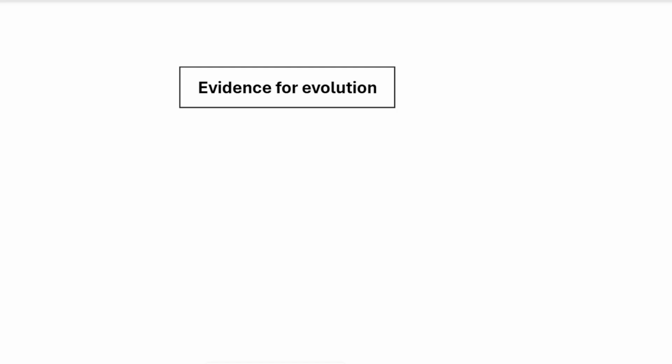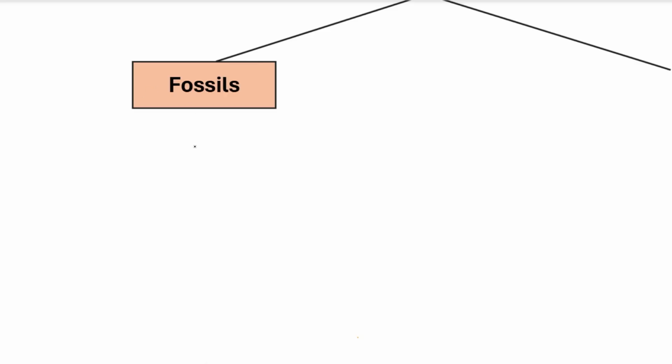Generally speaking, we say that there are two major pieces of evidence. First of all is fossils. So fossils are basically the remains of old organisms that have died and decayed millions of years ago, and it takes millions of years to form. And the idea is that we can see the changes to the organisms through these fossils.